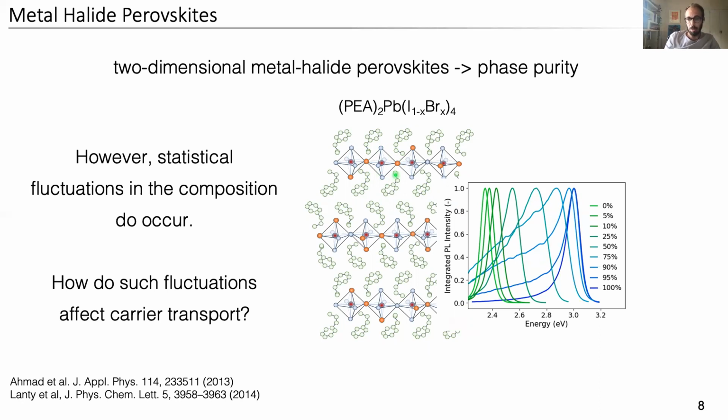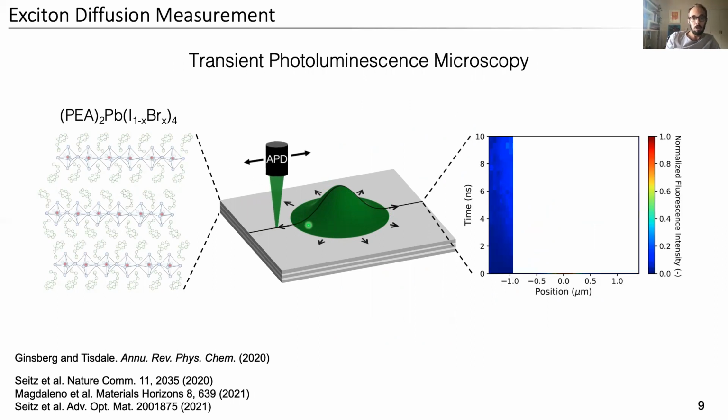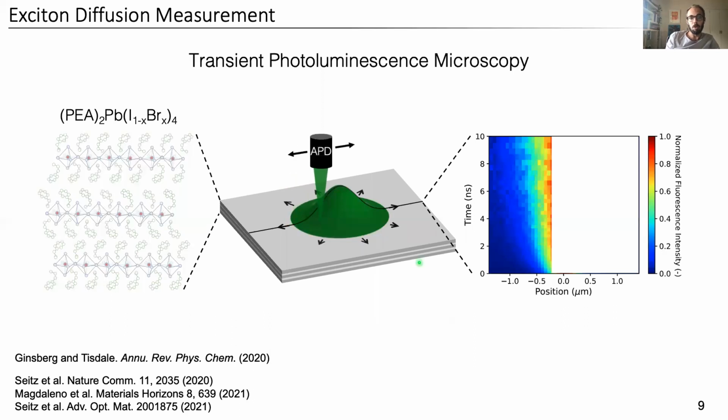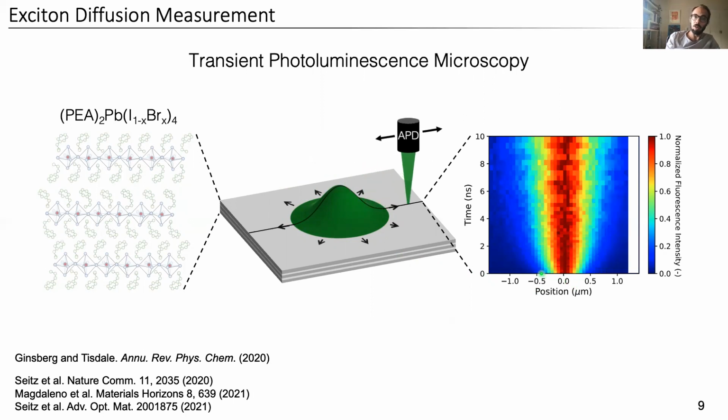So to explore this, we performed transient photoluminescence microscopy of these materials. Transient photoluminescence microscopy works by basically creating a small diffraction limited carrier population by laser excitation, and we follow how this population broadens in time. Now we do this by projecting an image of the laser spot outside of the microscope and using a scanning avalanche photodiode to scan a line trace through this population, with which we record both the position and time, and can basically start mapping out how the initial narrow distribution broadens as a function of time.